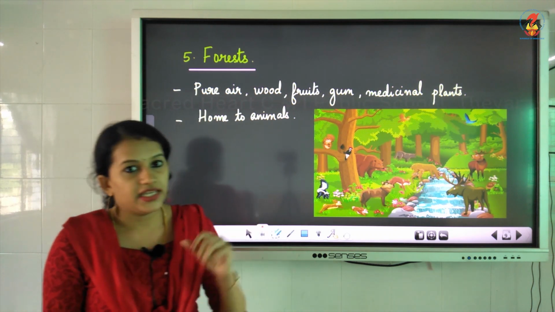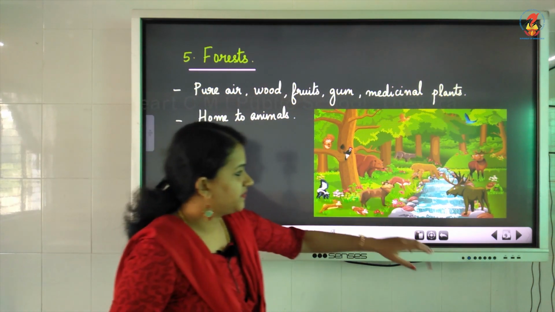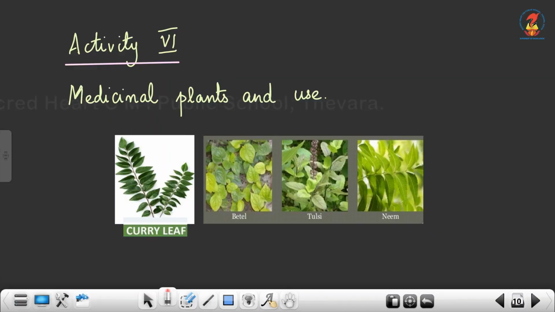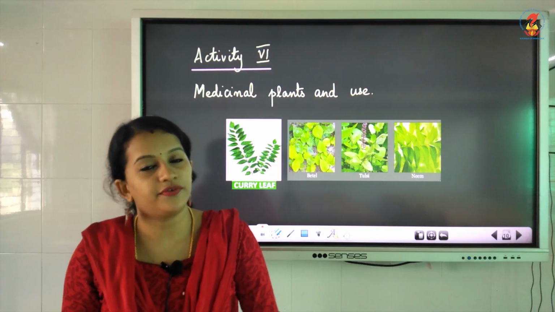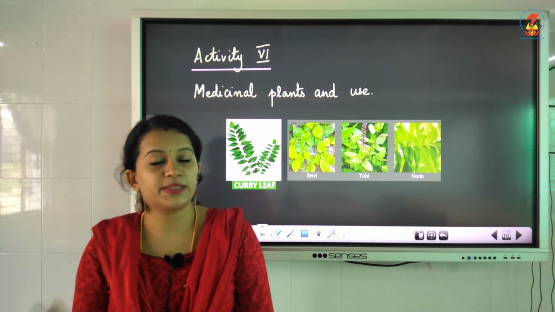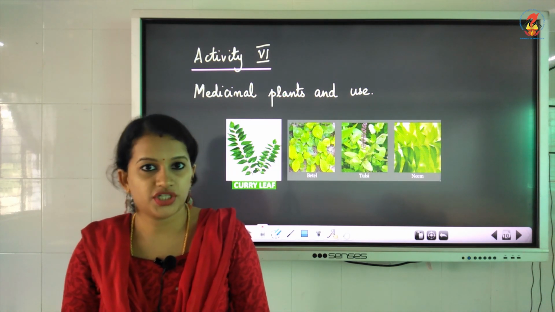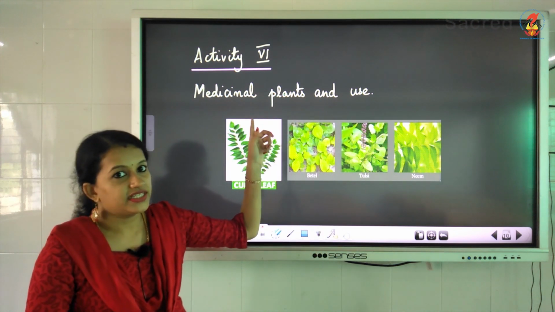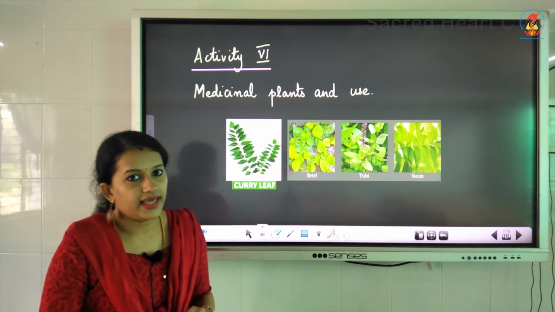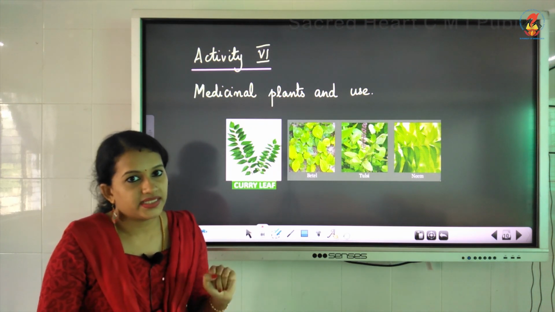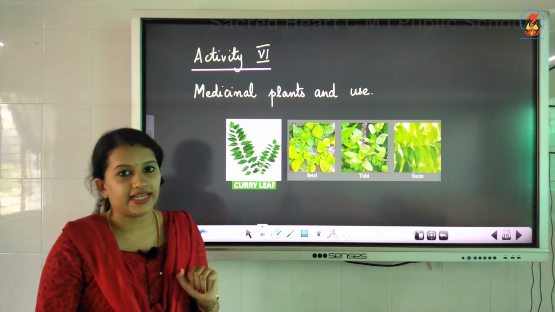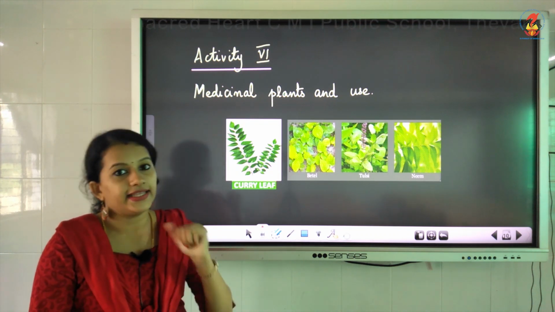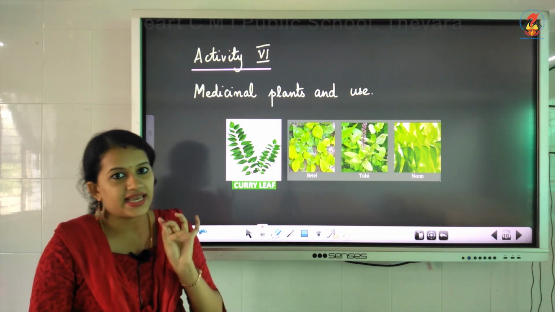And children, in your worksheet, there is an activity given, activity number 6. In this activity, you have to collect the leaves of medicinal plants and then stick that leaf in the space that is provided in your worksheet. Okay, if you want, you can dry the leaf and stick it, or you can stick it as such.